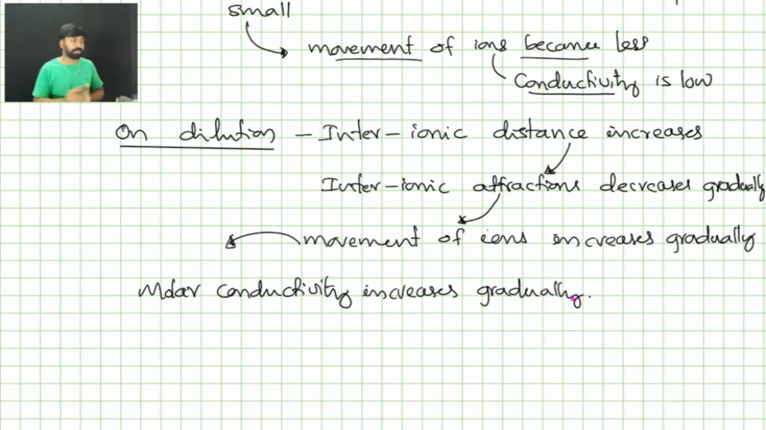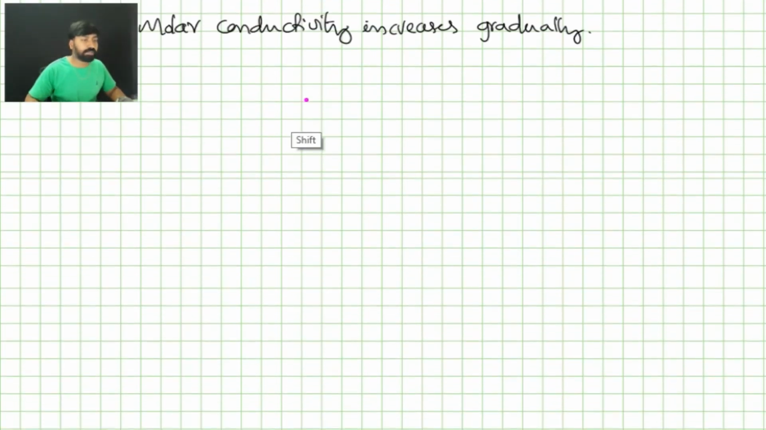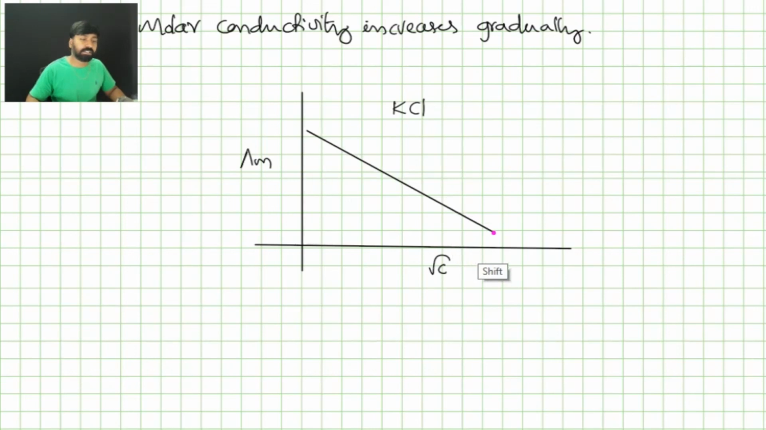Hope you understood this, students. So this is for the strong electrolytes. If we discuss this graph-wise, this is a graph where we are using a strong electrolyte, like KCl. This side is the molar conductivity, and this side if I take the square root of concentration, then the decrease in the concentration leads to the increase in the molar conductivity, right?